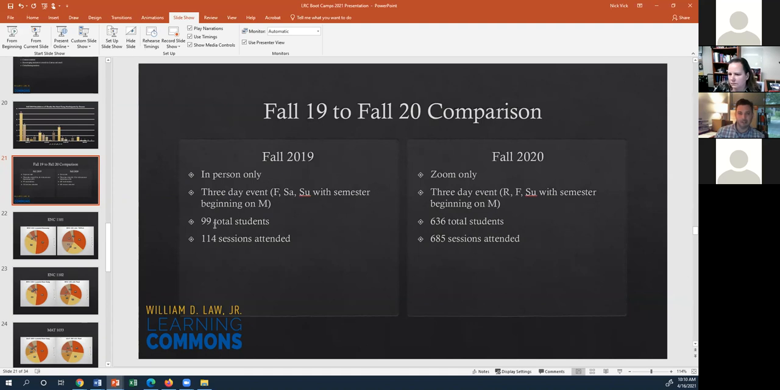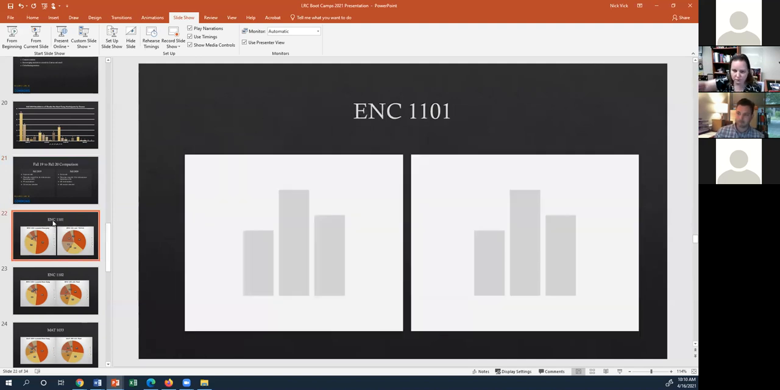We went from 99 students in fall of 19 to 636 in fall 2020 when we pivoted to the remote virtual platform. And of those 636, 685 sessions attended. So obviously we were pleased with the growth that we experienced through that.